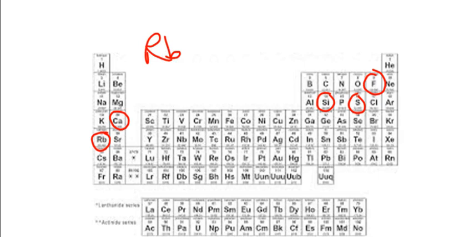Why? 2 reasons. Most number of shells, and it has the lowest effective nuclear charge. Rubidium has an effective nuclear charge of 1. Calcium has an effective nuclear charge of 2. So which one's going to be bigger? Rubidium is going to be bigger because it has more shells and a smaller effective nuclear charge. So then what? I would say calcium would be the next one because it has more shells than fluorine, silicon, sulfur, and it has a little bit greater effective nuclear charge than rubidium, but a smaller one than silicon and sulfur.